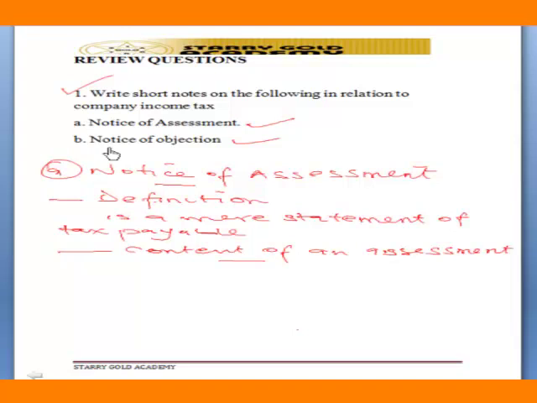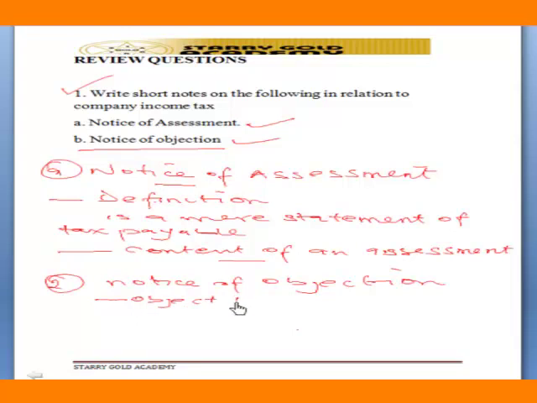Now let's look at the next one, which is a notice of objection. What is expected of the student for this question? Again, you should start by telling us what a notice of objection is. I expect the student to talk about the point that it is the taxpayer who raises a notice of objection where he is aggrieved, where he objects to an assessment raised.